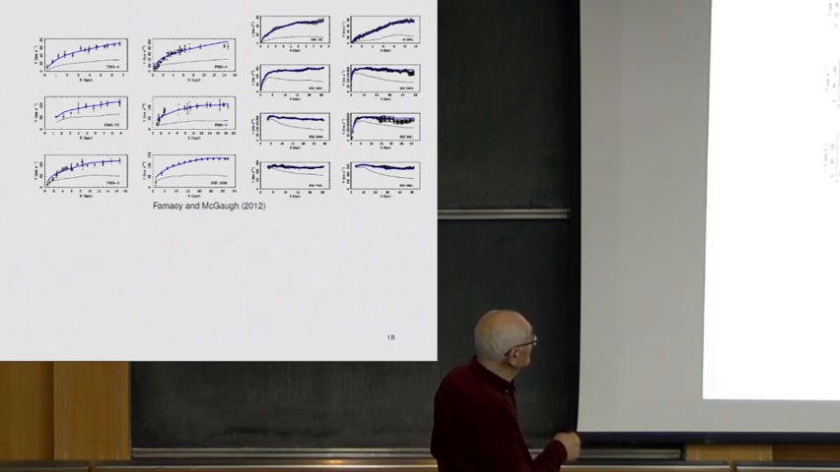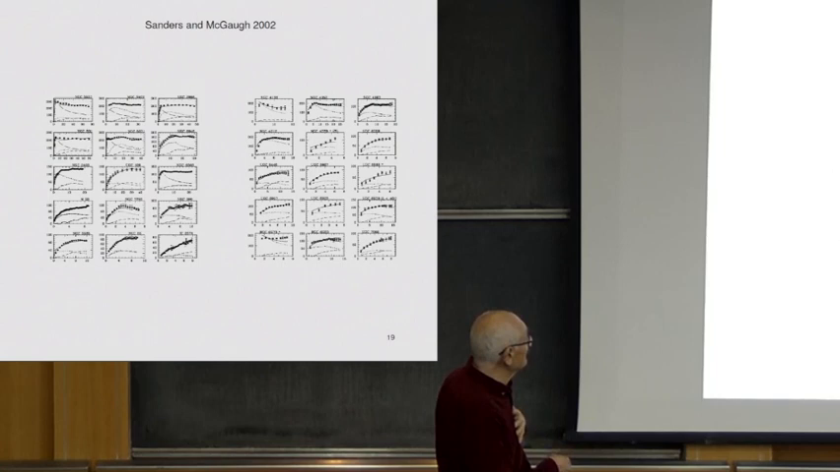So again, data points, Newtonian curve, the MOND curve. This curve is taken from some reviews, an earlier review. There are problematic cases.